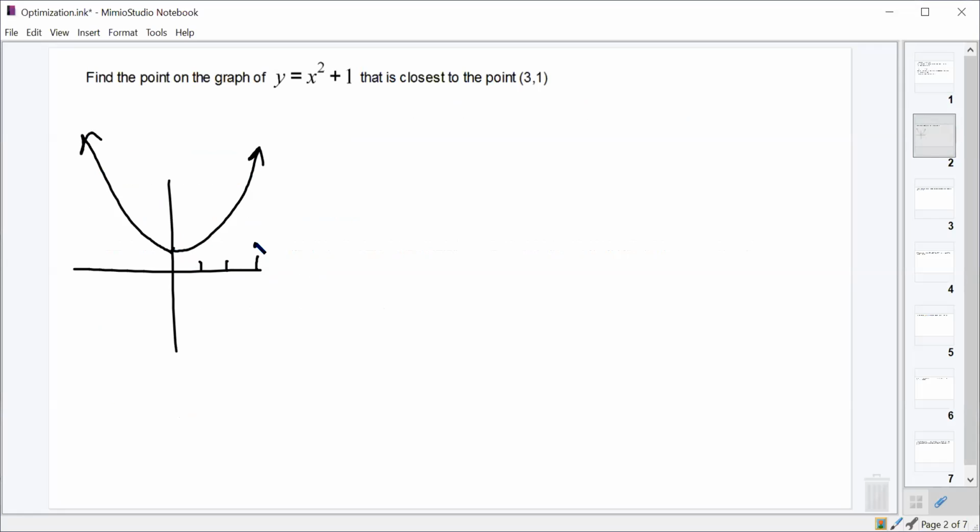And here is the point (3, 1). So we're curious, somewhere along here, there is a point that is closest to (3, 1), somewhere along this parabola. And so we're trying to figure out exactly which point along this parabola that is. Everybody good conceptually with what we're supposed to be doing here?